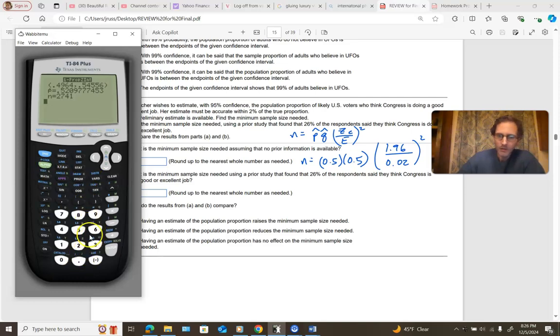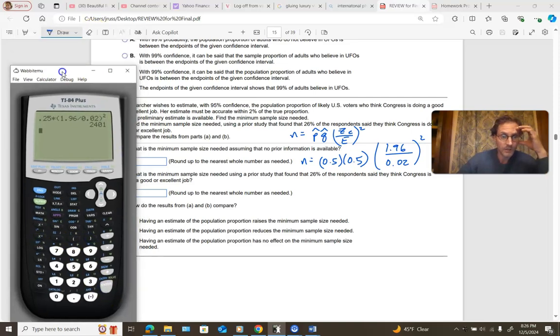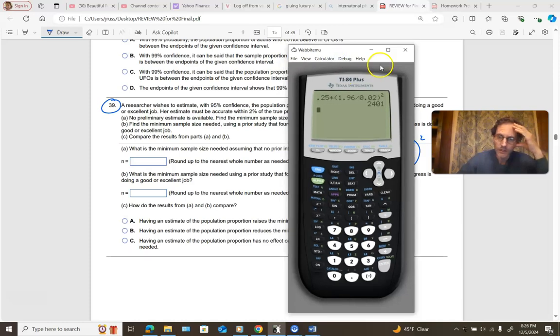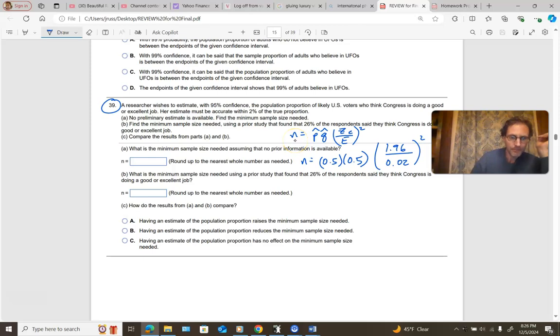All right, well, 0.5 times 0.5 is 0.25, times, and I'll put all this other stuff in parentheses, 1.96 divided by the margin of error. And I'll square that, and this should give us, well, it comes out to an even number: 2,401. So that is the minimum sample size needed if you don't have a previous estimate.